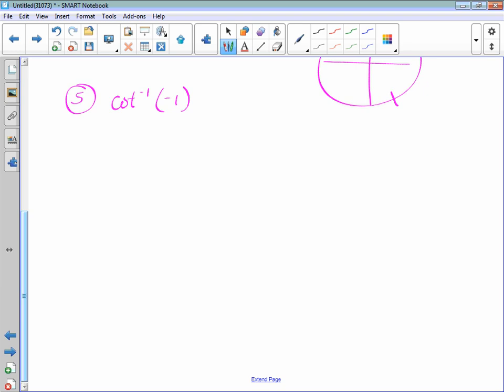Alright guys, look up here. If it is cotangent, you only have the choice of going from 0 to pi. Don't tell me negative pi over 4. That is not in there, okay? That's over here. This is not a part of the circle you get to use for cotangent. So it's 3 pi over 4.